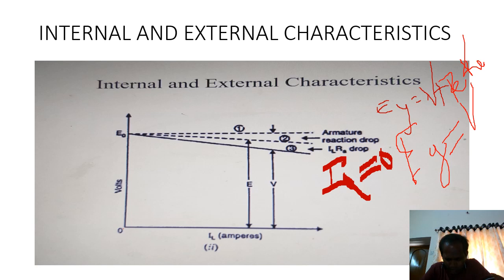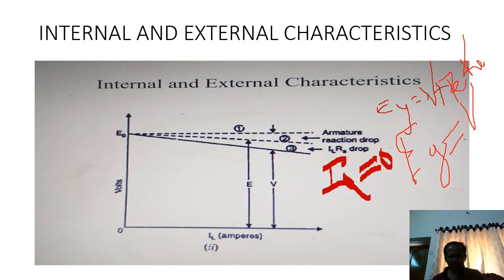So Eg is equal to Vt minus Ia Ra, and some voltage is reduced. Then you will get this second dotted line. You will get that characteristic, which is Eg versus IL at constant speed.